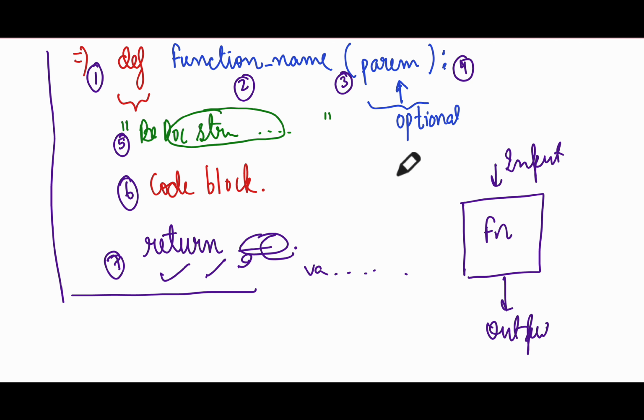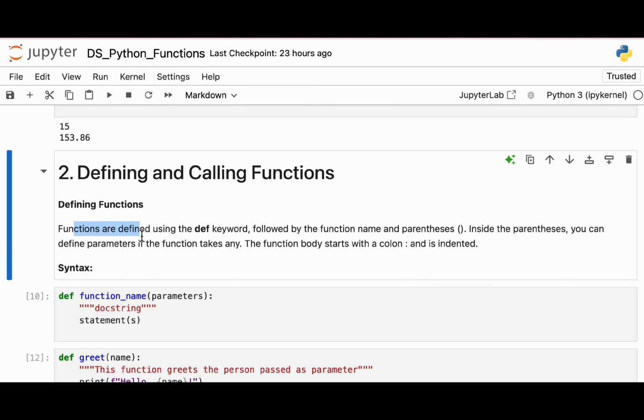So this is just a basic structure of a Python function. So let's read about it. Functions are defined using the def keyword followed by the function name and the parenthesis. Inside the parenthesis, you can define parameters if the function takes any. So as I mentioned, parameters are optional.